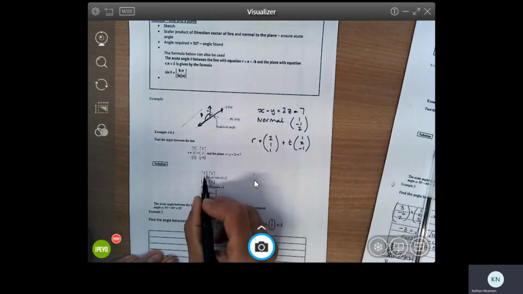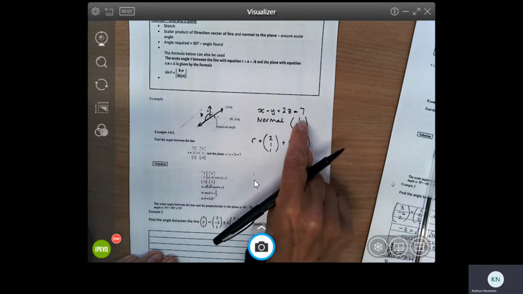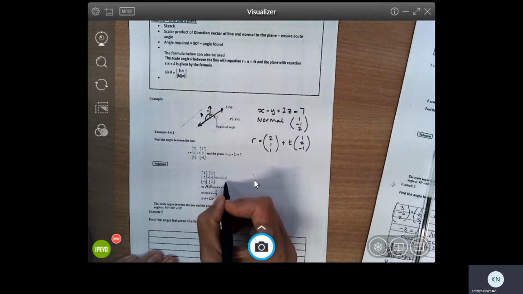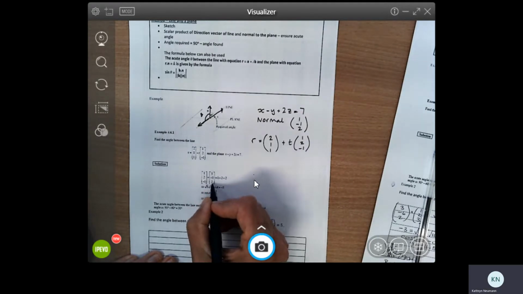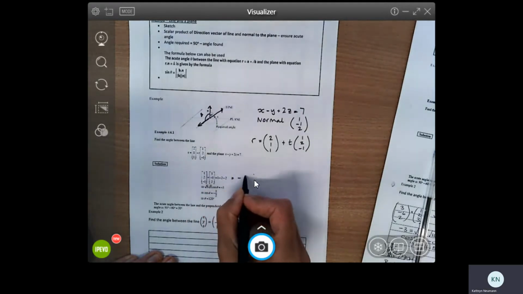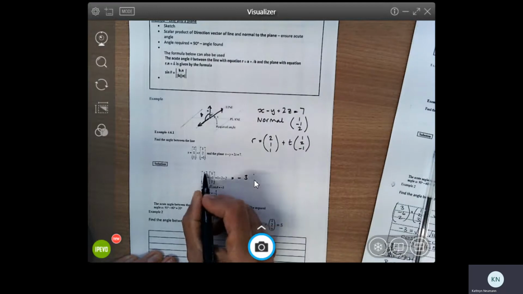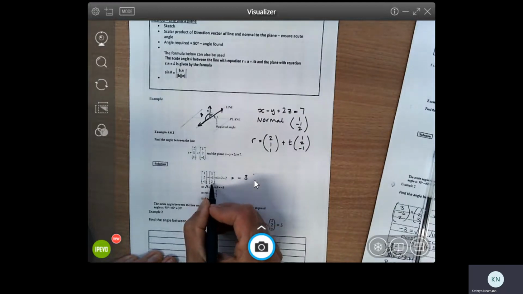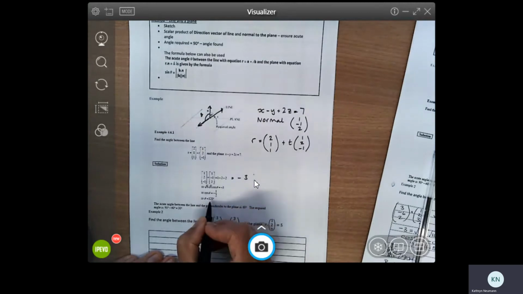So if we work through this, we find the dot product of the direction vector and the normal, and that gives me 1 minus 2 minus 2, which is equal to minus 3. We then find the modulus of each vector. So we've got root 6 and root 6, cos theta is minus 3 over 6. So this gives me theta is 120 degrees.